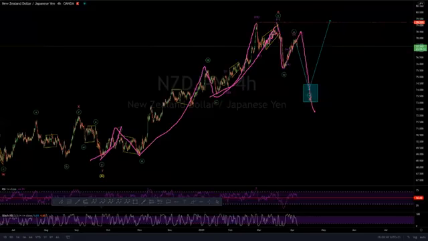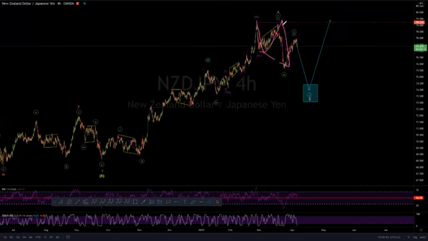I know that my colleague also represented a different view that we might have this here as an expanding flat corrective structure, and we're starting a move to the upside. For that move to the upside to be alive, we don't expect that New Zealand yen can come and trade here.